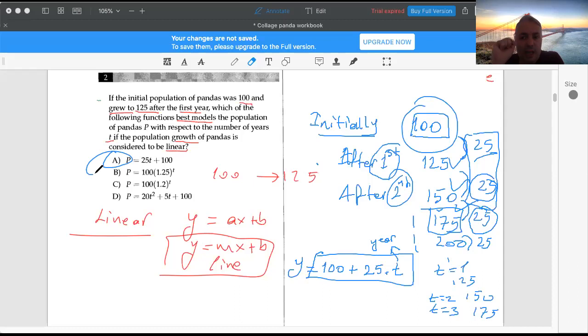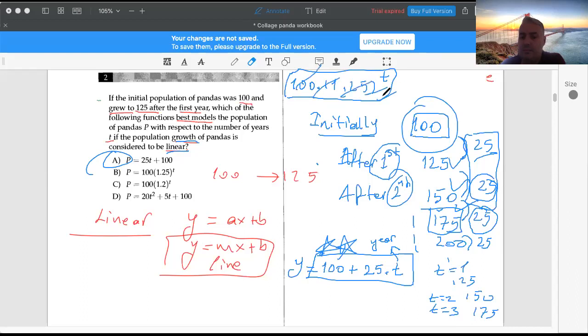Part A. Yes, part A. Since the question says this is linear growth, we use this formula. If the question says this is exponential, I have to use 100 times 1.25 to the power of t. But the question says this is linear, for that reason I use this one. Am I clear?